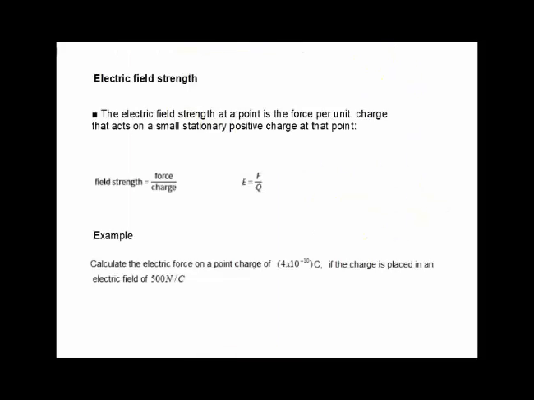Electric field strength. What do we mean by electric field strength now? It's a very important definition for our lesson for today. The electric field strength at a point is the force per unit charge that acts on a small stationary positive charge at that point. Suppose we have, for example, an electric field here due to this charge or this charged conductor. We have an electric field.